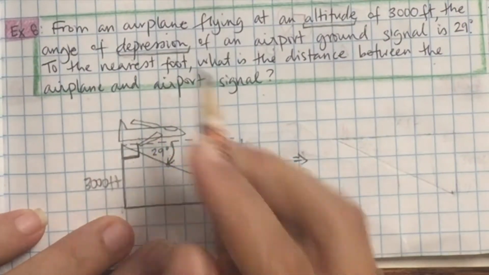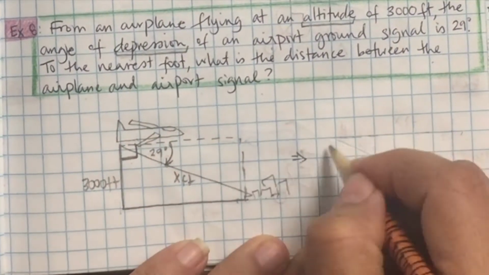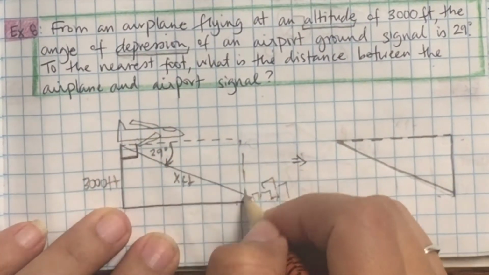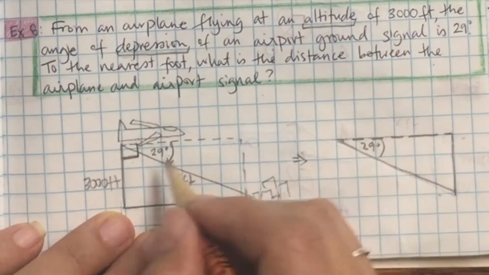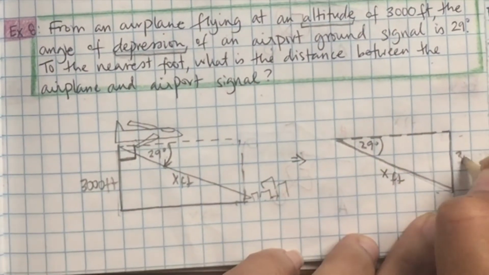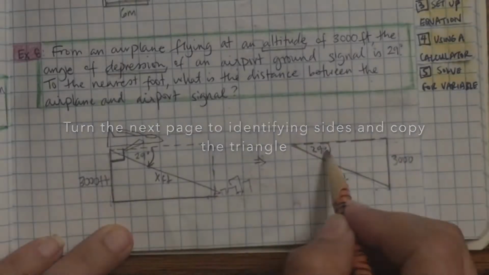To the nearest foot, what's the distance between the airplane and the airport? So the airplane to the airport is X. So I'm going to redraw this triangle so that my 29 degrees is inside. So there's my 29. Then the height is still going to be the 3,000, and X is the diagonal. So now my 29 is inside my triangle. Turn to the next page to identify sides and copy the triangle down.